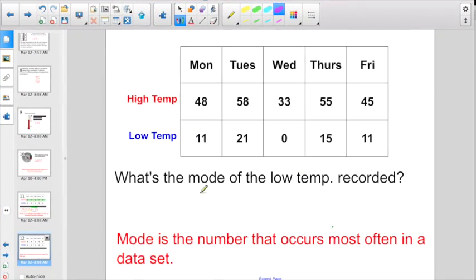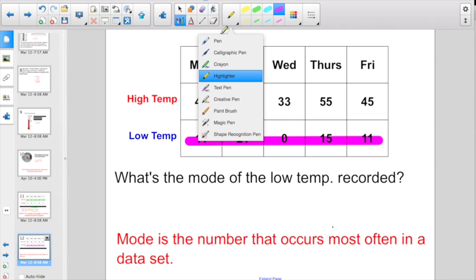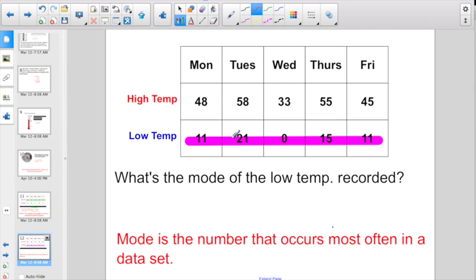So let's try one like this. What's the mode of the low temperatures recorded? So if I'm dealing with the low temperatures, I'm looking at the bottom data set, right? And a mode is the number that occurs most often in a data set. So I have 11, 21, 0, 15, and 11. So my mode would be 11 degrees because 11 shows up most often. Remember, on modes, you can have no mode if you have no number that occurs more often than anything else.